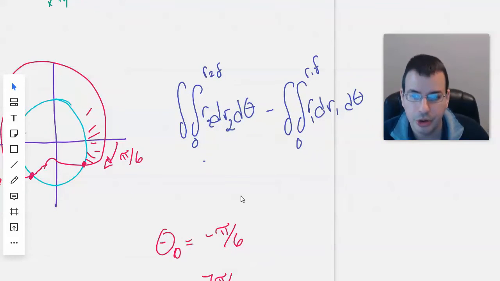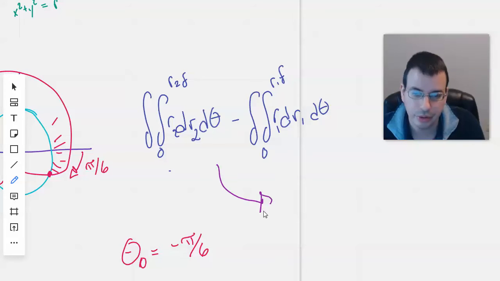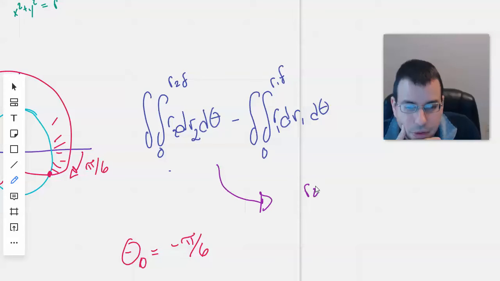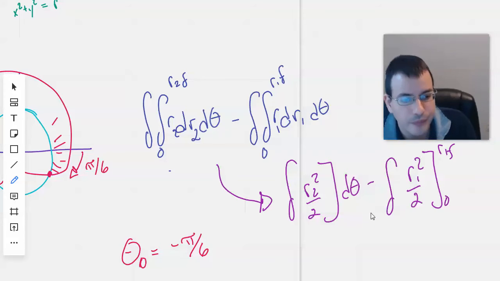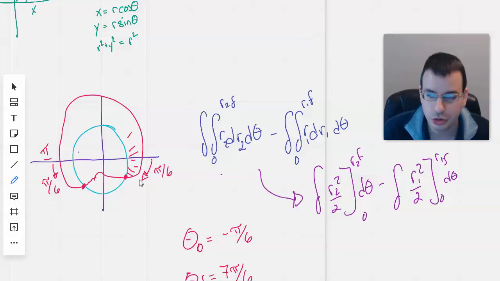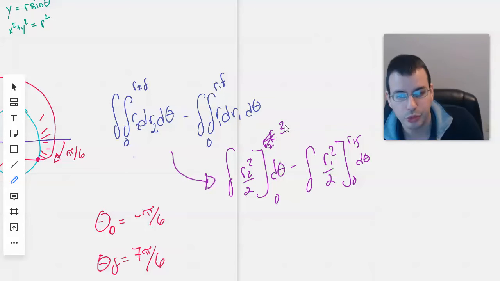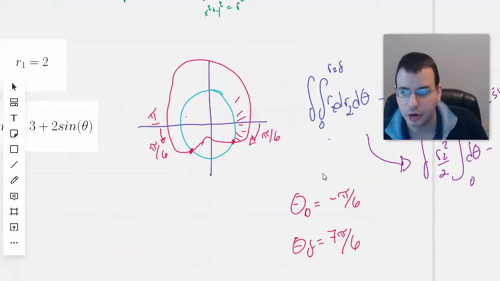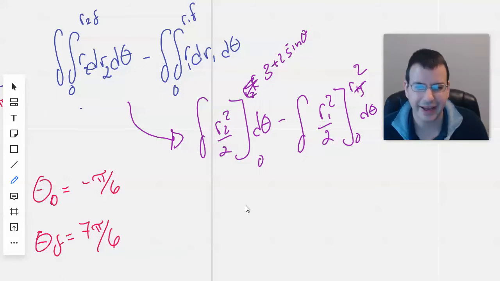Okay, so let's see, purple. Now the question here is, what are r2 final and r1 final? So our r2 final is going to be 3 plus 2 sine theta, and our r1 final is going to be 2.